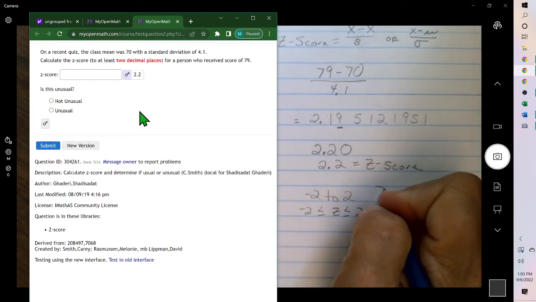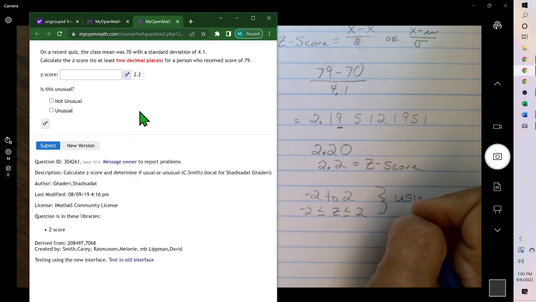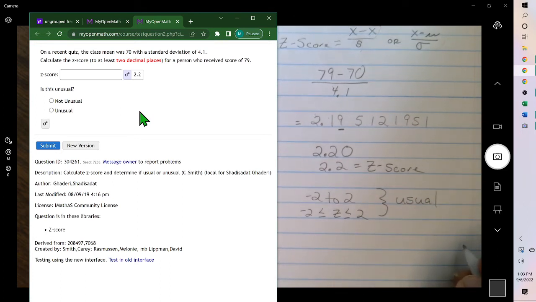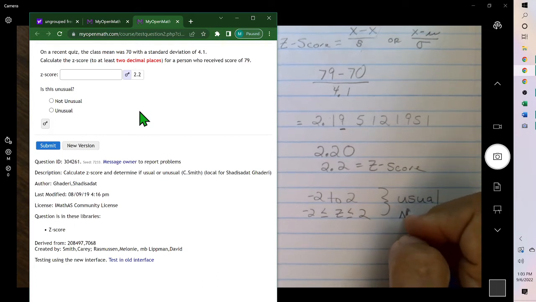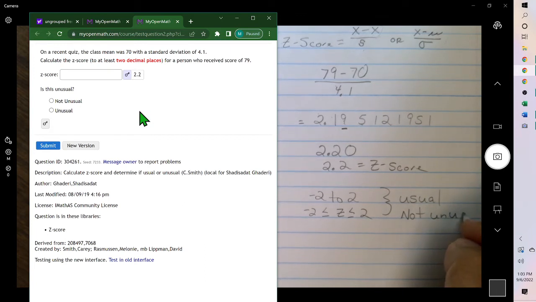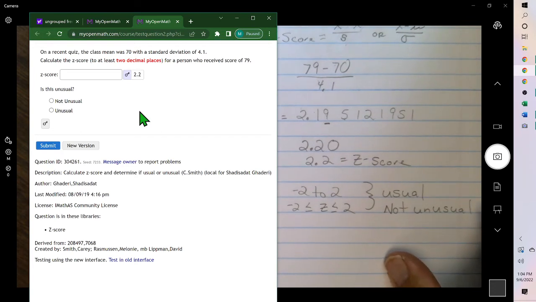This would be usual. Or the way they put it, not unusual. Because most scores land between there.